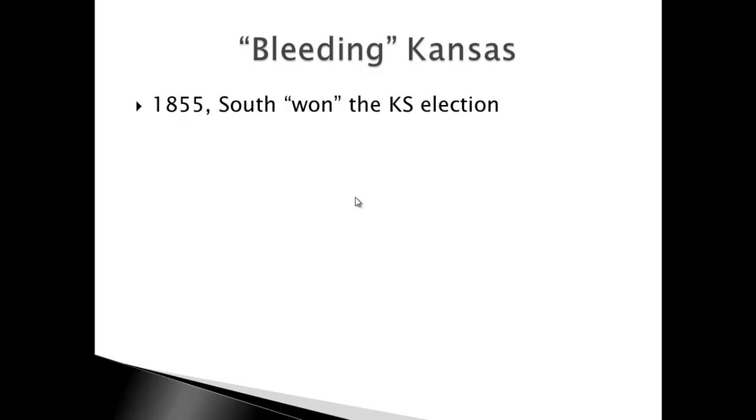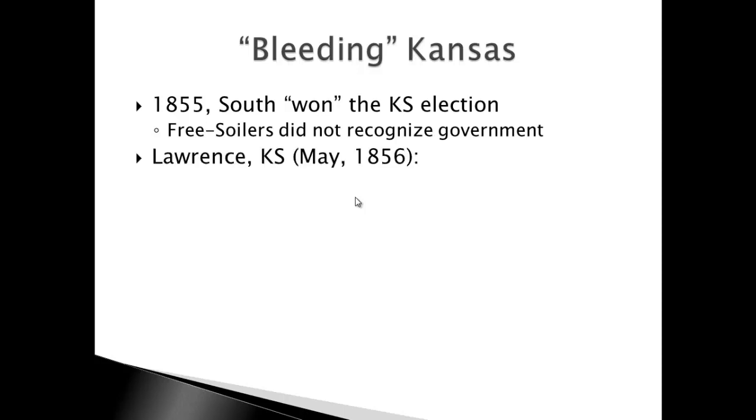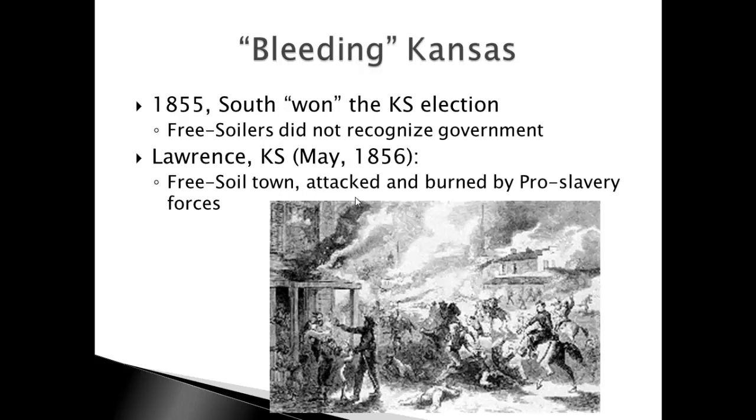And the South won, and that's in quotations, the Kansas election, and we'll see why it's in quotations. Well, Free Soilers did not recognize the government. In Lawrence, Kansas, in May of 1856, a free soil town was attacked and burned by pro-slavery forces. And here's a picture depicting the burning of Lawrence.